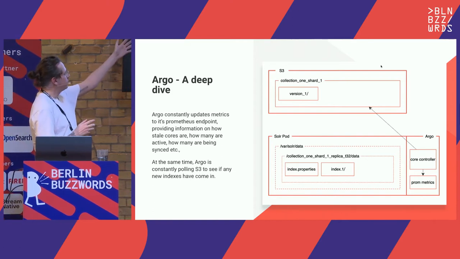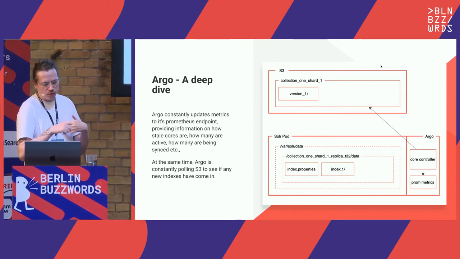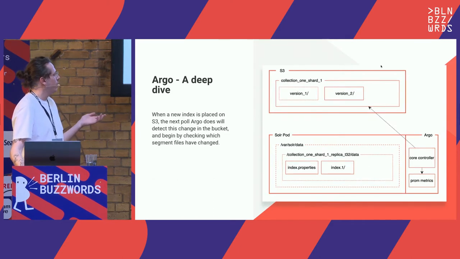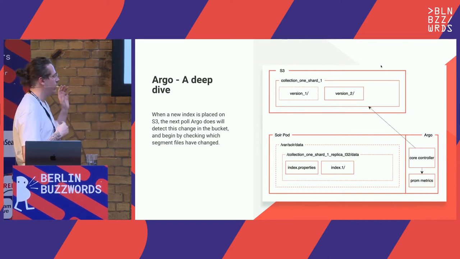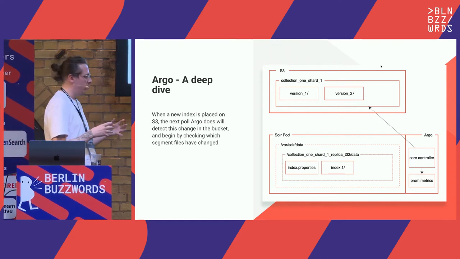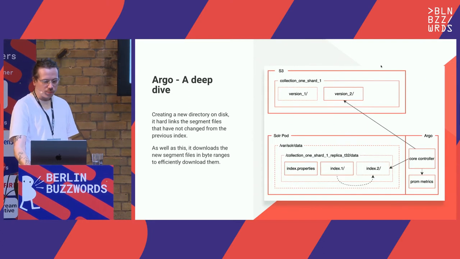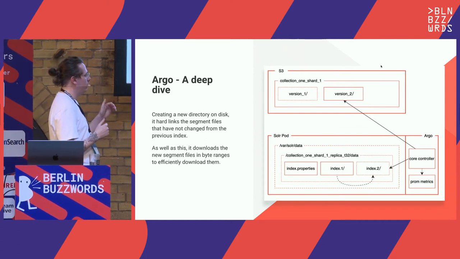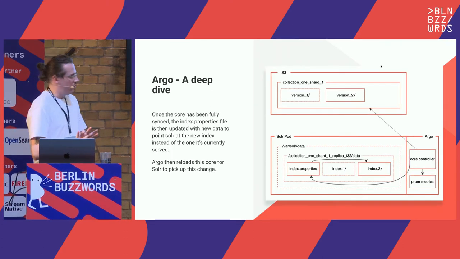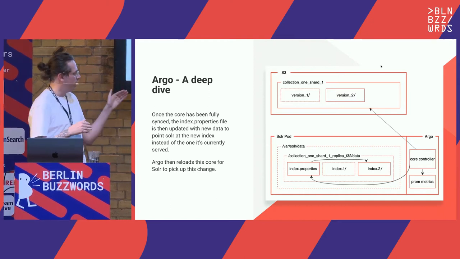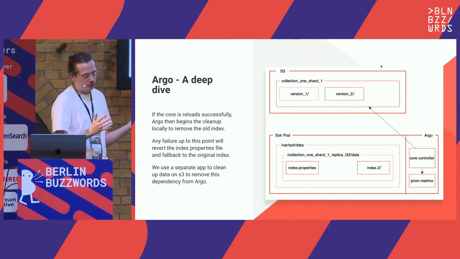So you can see here we've got our collection and shard in S3 as well as on disk on Solr. And Argo just constantly polls S3 to check if there's anything new. In the event of a new version coming into S3, Argo will get the set of all the segment files that have changed from the previous version by getting the set of segments locally and doing a comparison. Then it creates a new index, downloads these new segments, and hard links the existing ones. Once the download and sync is complete, we update the index.properties file to point to the new index. And if that was successful and the replica is being used, we get rid of the old one because we don't need it anymore.